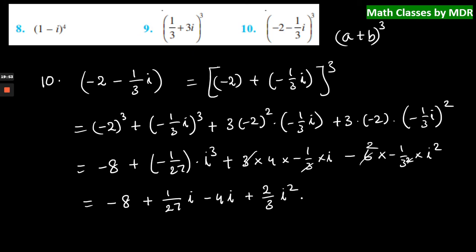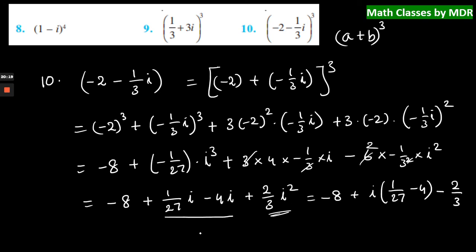Now you will have minus 8, right, and plus 1 by 27 i and minus 4i we can add. So we will get, when you take i common, maybe let me take 1 by 27 minus 4. So we know that i square is nothing but minus 1. So can I write it as minus 2 by 3? Right? i square is minus 1. So that minus 1 into 2 by 3 is minus 2 by 3.